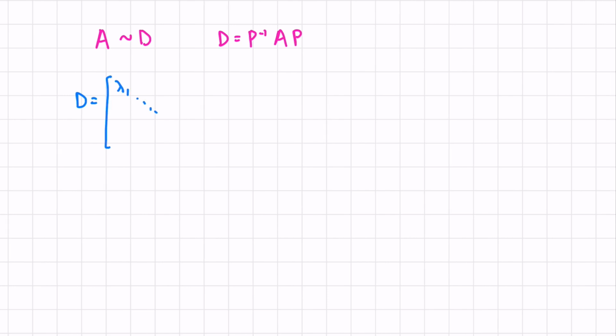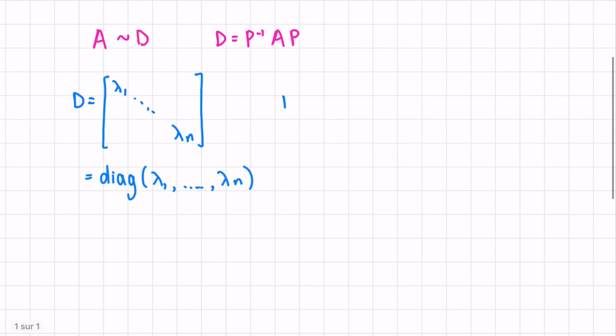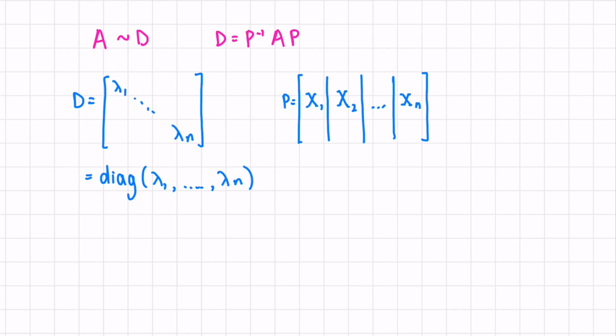A square matrix A is called diagonalizable when it's similar to a diagonal matrix. This means that D can be written as P inverse AP, where P is an invertible matrix and D is diagonal. But these aren't just any matrices. D has the eigenvalues of A along the diagonal. This can also be written as diag and then the eigenvalues. And matrix P has the corresponding eigenvectors of these eigenvalues in the same order.